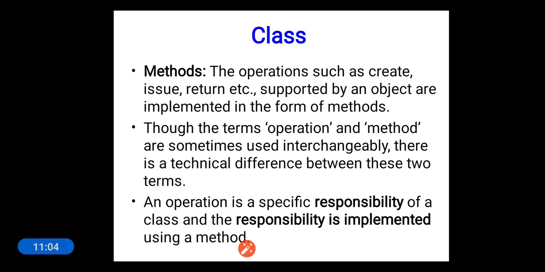For example, consider the methods in a library management system for a library member. The operations such as create, issue, return, etc., supported by the library member object are implemented in the form of methods. As I said, that is the difference between operation and method. Operations are the responsibilities, and these responsibilities are implemented by methods.